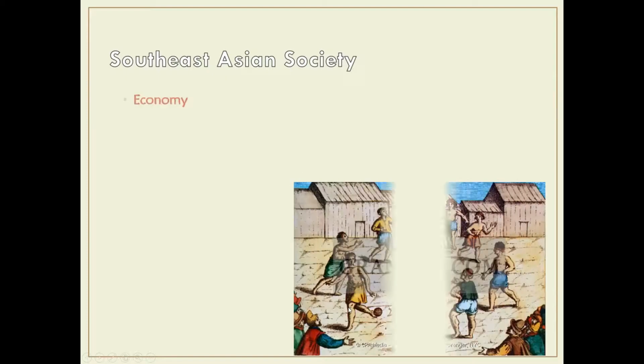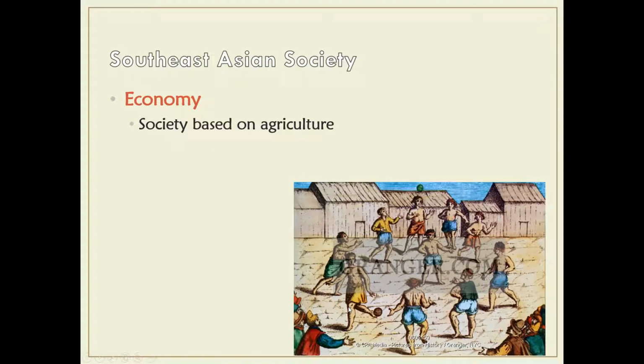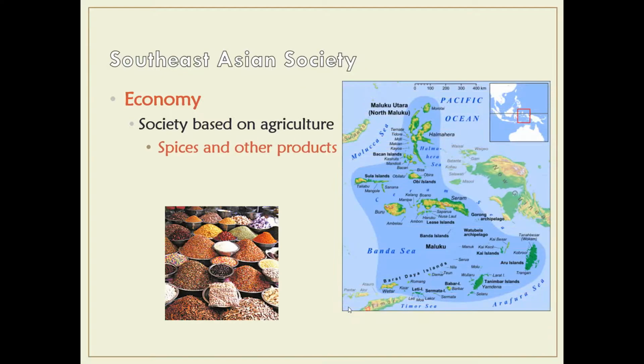Economically, you have a Southeast Asian society based almost entirely on agriculture. The climate there is fantastic for growing crops, and so agriculture was one of the most important ways of life for the people in Southeast Asia. And since you live on an island, you don't often have some of the things that you might want, and so trade expands. Regional and interregional trade grows throughout Southeast Asia, and spices and other products are the most important thing.